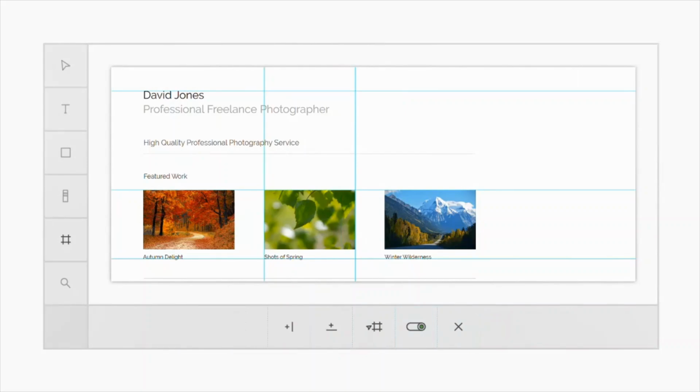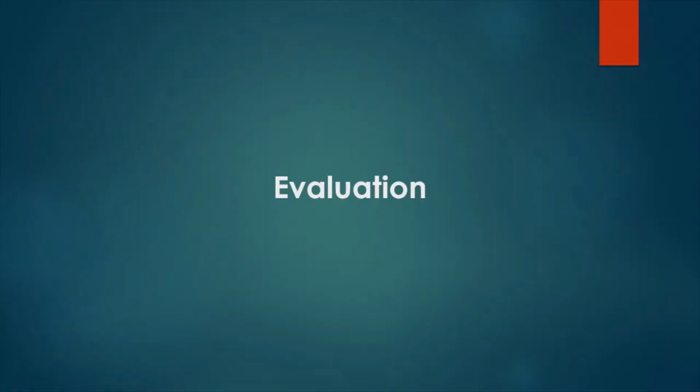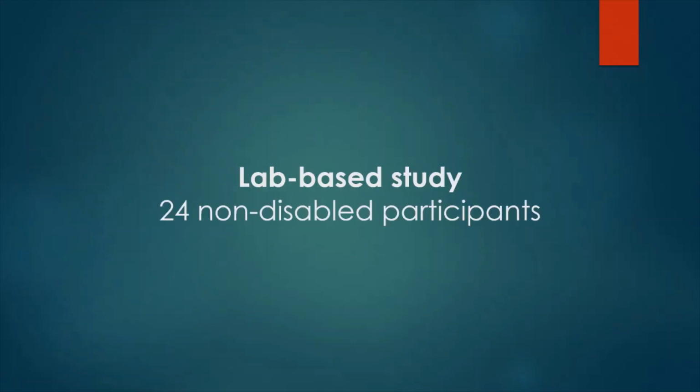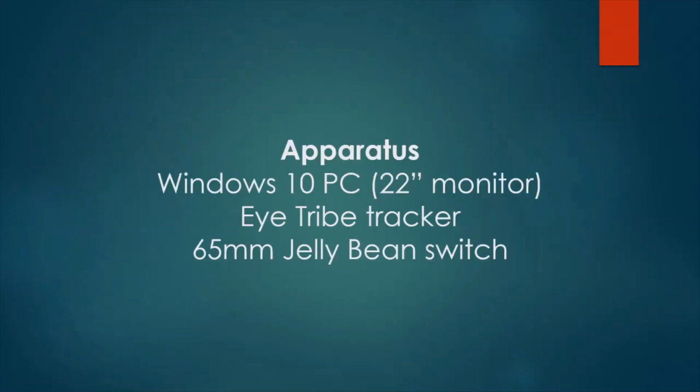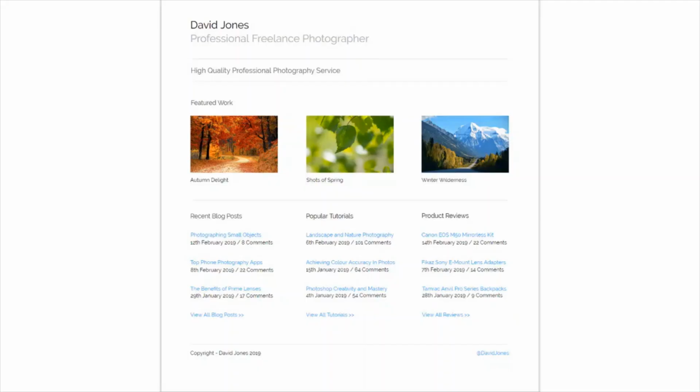So after developing Sakura, we wanted to evaluate whether it was an appropriate approach for doing design work. And we conducted a lab-based study to do that with 24 non-disabled participants. We used a Windows 10 PC with a 22-inch monitor, and of course Sakura was installed on the PC. We used the iTribe eye tracker, and we used a Jelly Bean switch to enable people to make selections. We developed this design using Sakura.